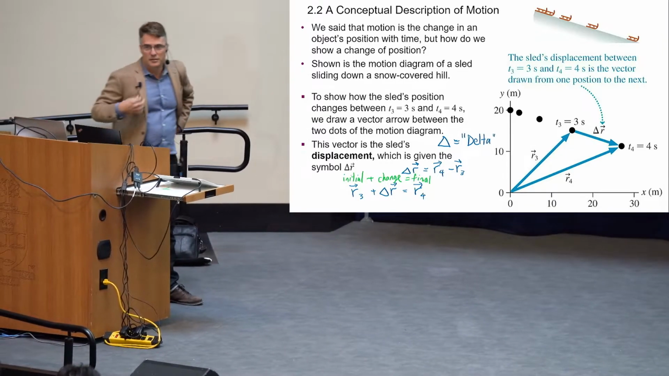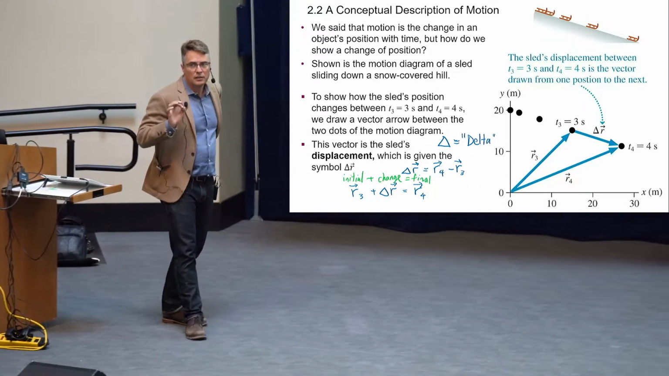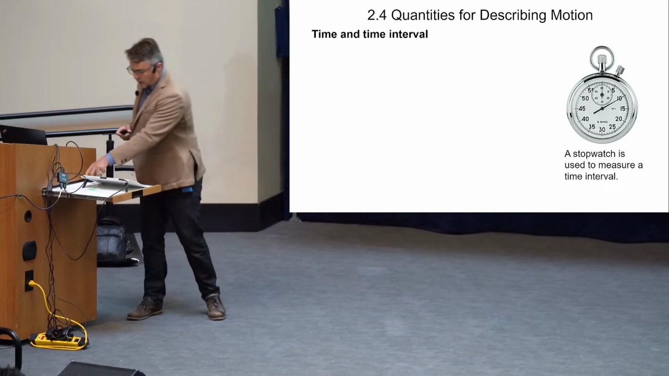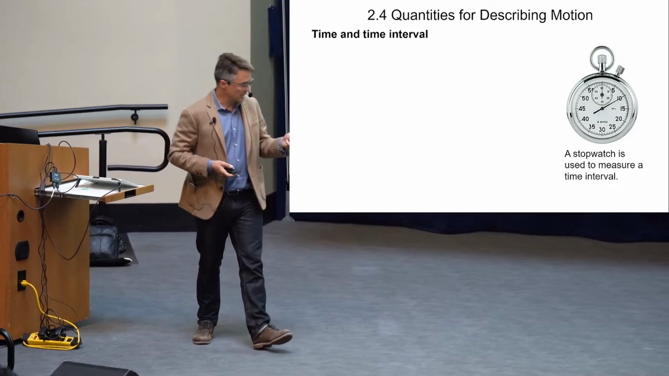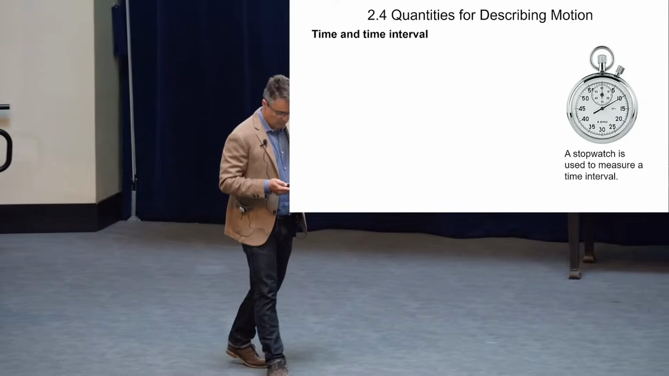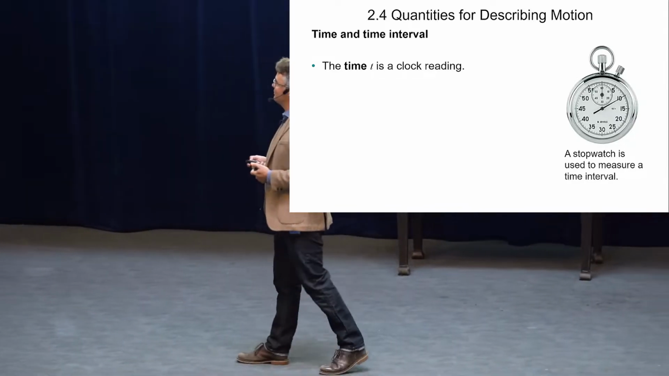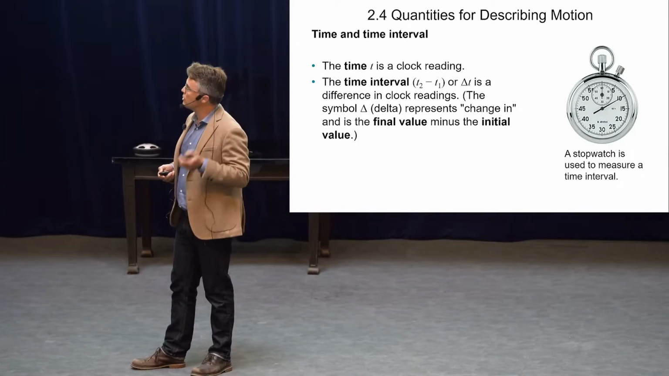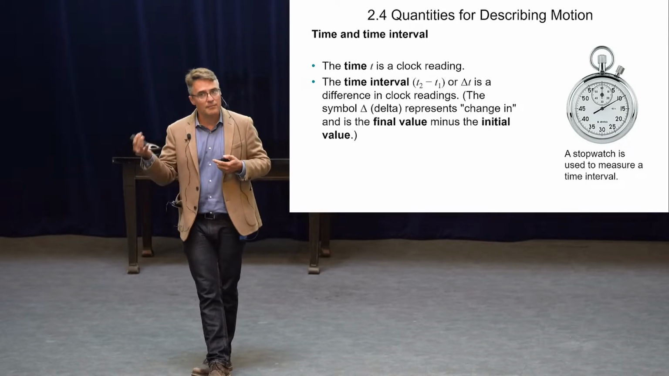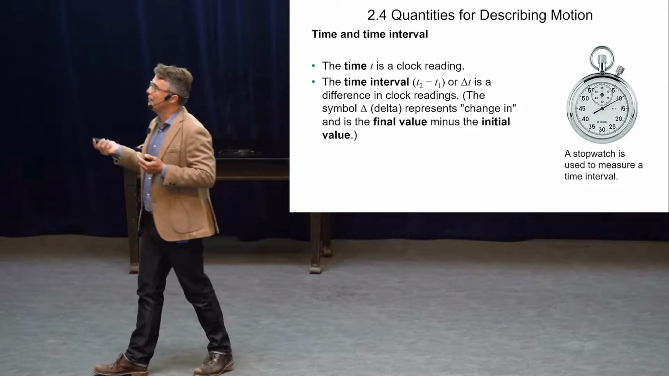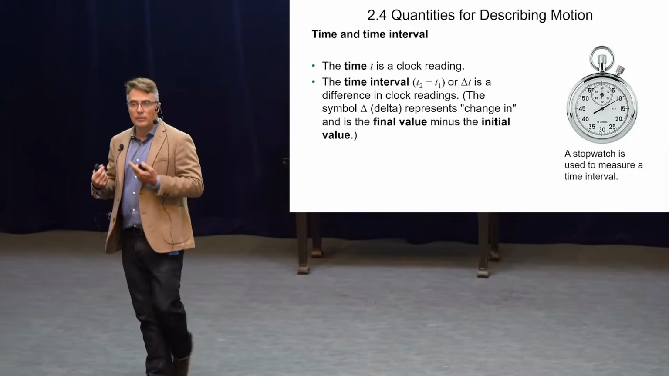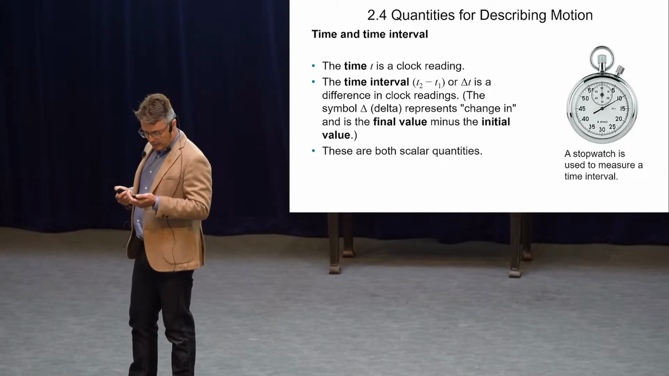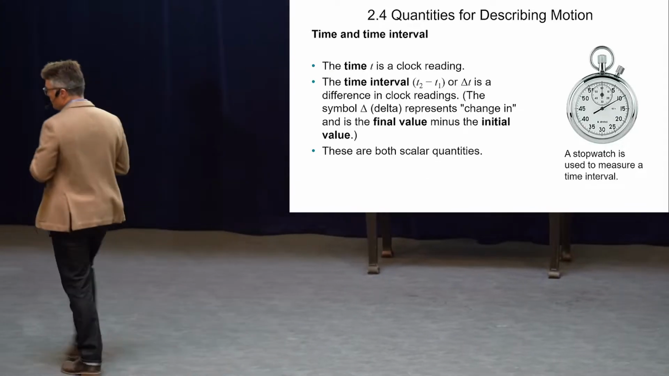So that's where vector subtraction and addition come up in physics in chapter 2. The other thing is pretty easy, because the scalar is just the time. You measure it on a stopwatch, which is used to measure a time interval. That's an analog stopwatch, but you can have a digital one as well. The time interval is the final time minus the initial, T2 minus T1, or Tf minus Ti. And the delta, once again, represents the change in. Luckily, these ones are both scalar quantities.